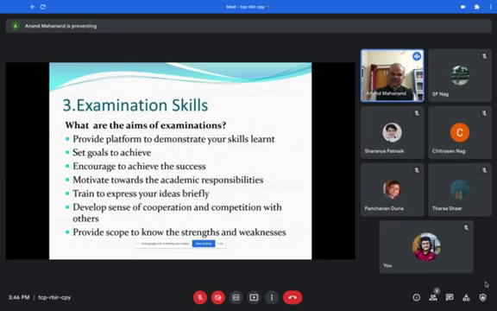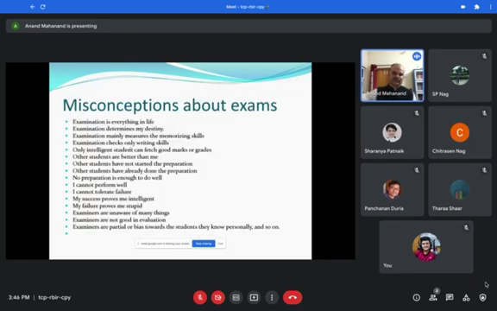Also, don't have misconceptions. But we have misconceptions about exam. We think that examination is everything in life, and if we don't pass in examination, then life is gone. It is not like that. Examination determines my destiny. It is thought like that. People think that examination determines my destiny. No, that is not correct. That is not a rightful thinking.